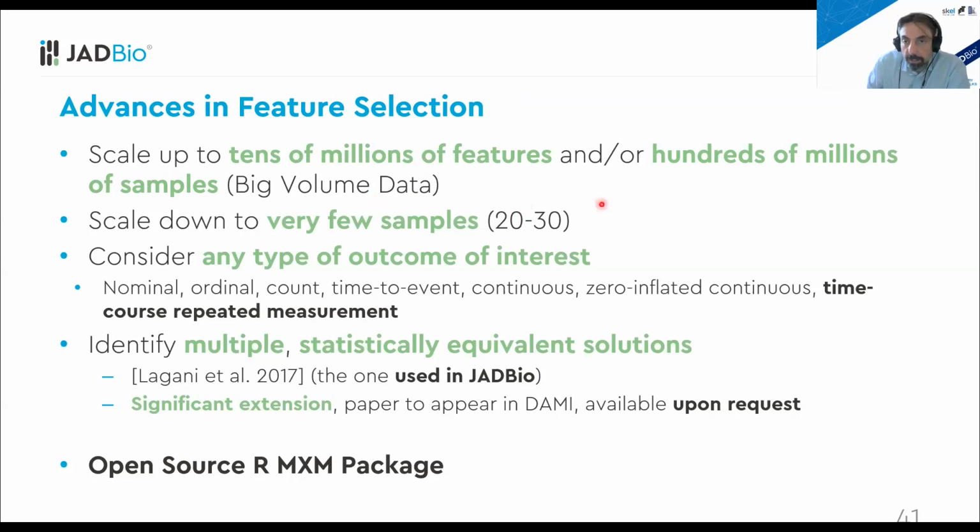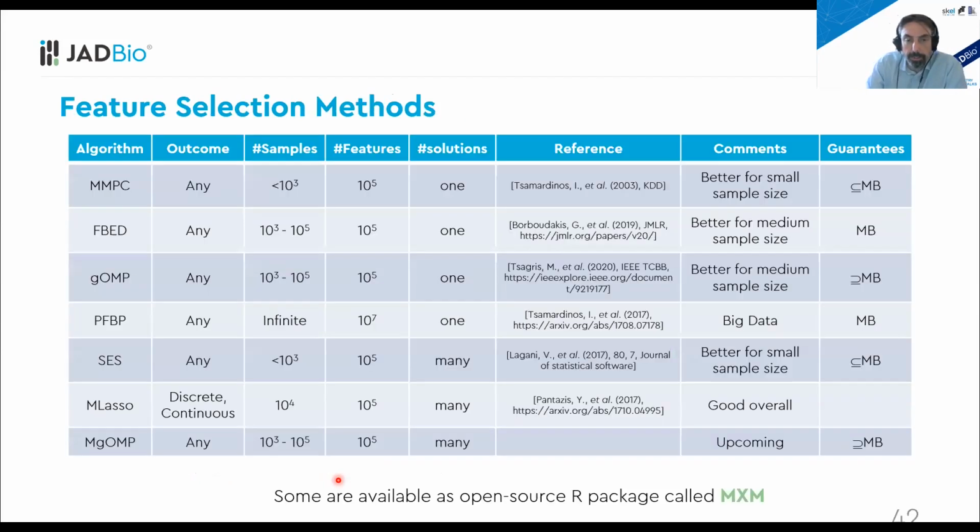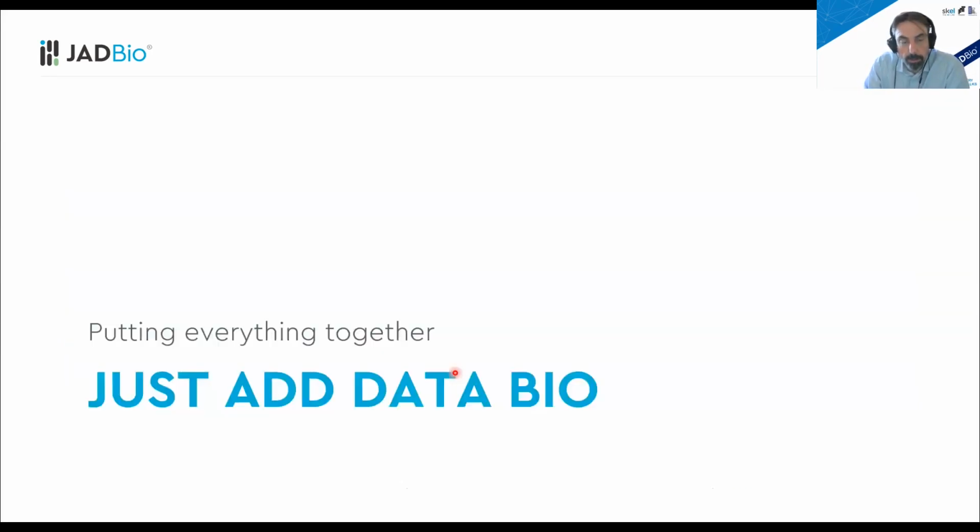They also scale to very large sample sizes. On the other extreme, we need algorithms that scale to very few samples when samples are hard to come by. For example, we have a rare cancer, and they consider any type of outcome, and they identify multiple solutions. And you can find a lot of them in an open source R package called MXM. Here's a list of the most important ones that we have invented for different situations: small sample size or big sample size, when you want to identify one solution or you really care about many solutions, and so forth. Some of these have, of course, been embedded into JADBio.